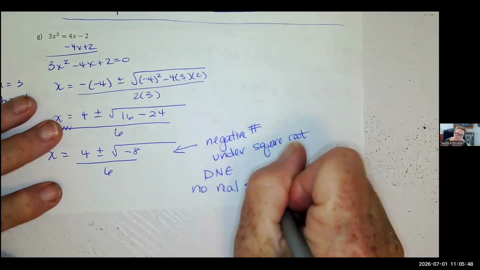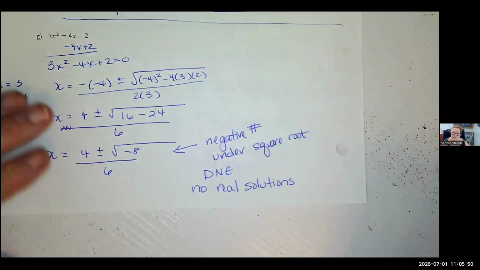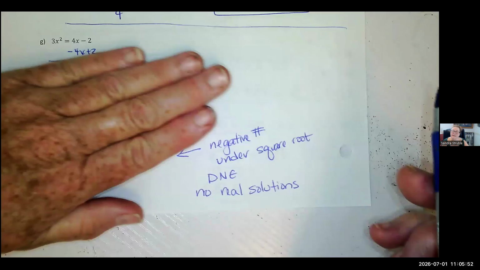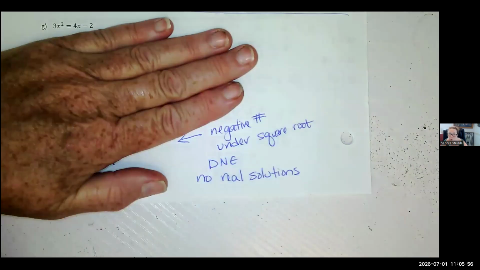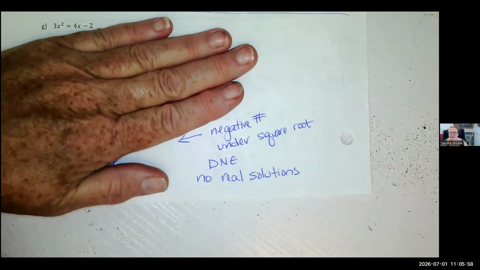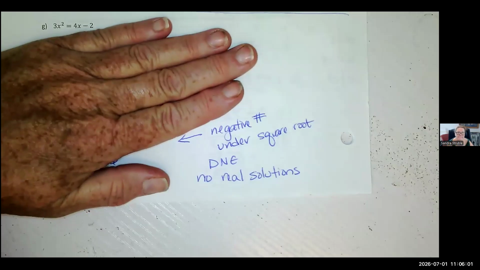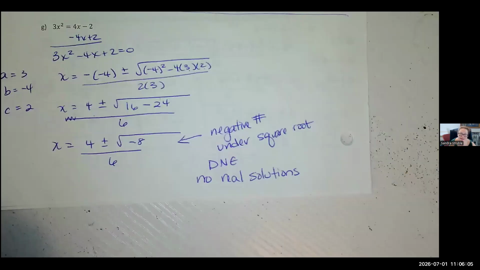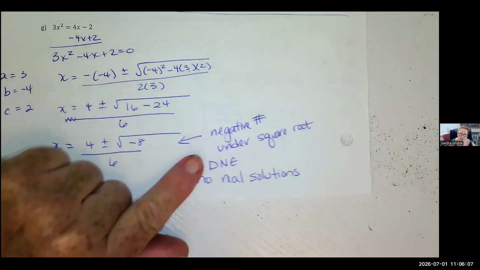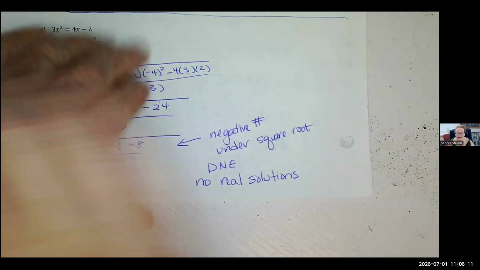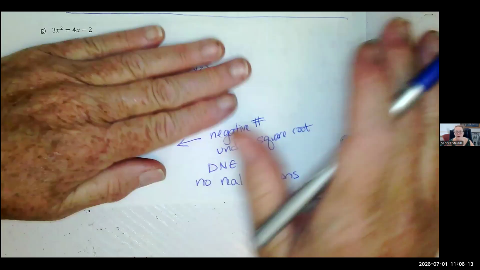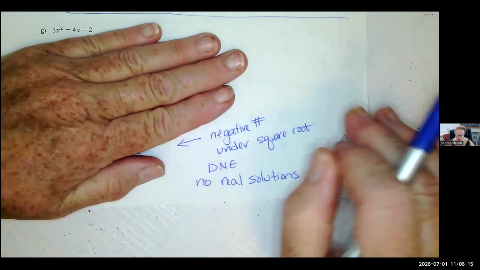Now, on your exam, if you just see this and you tell me DNE, no real solutions, and it's right, you'll get 1 point for maybe a 5 or 6 point question. You have to show your work to prove that it's no real solutions. Just understand that anytime you just give me an answer to any problem and it happens to be right, you'll get 1 point, because in math you have to show your work.